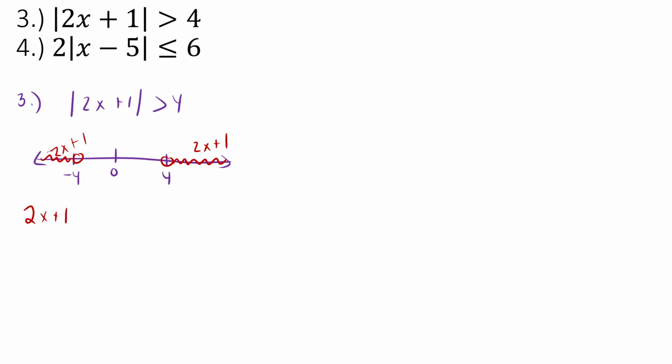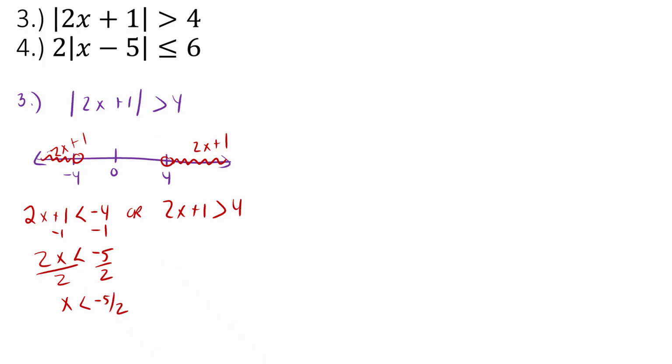So 2x plus 1 is less than -4, or 2x plus 1 is greater than 4. We're going to subtract 1 from both sides, so that'll give us 2x is less than negative 5, and then we'll divide by 2, so x is less than -5 halves. Or over here, we'll end up with 2x is greater than 3, and x is greater than 3 halves. That looks like a 3. We'll clean that up.